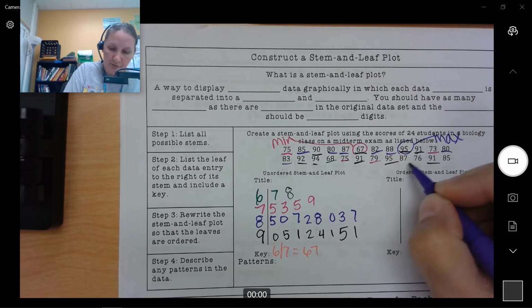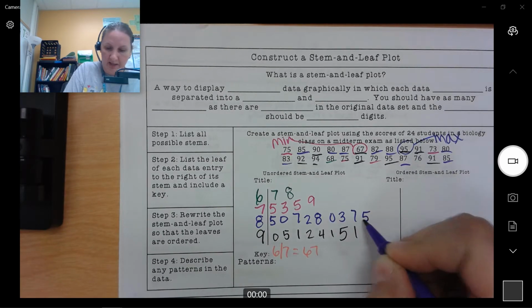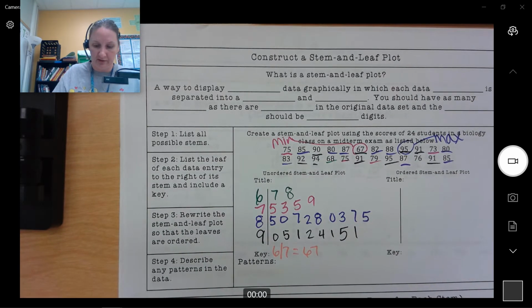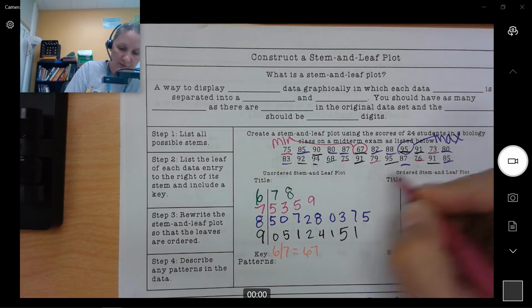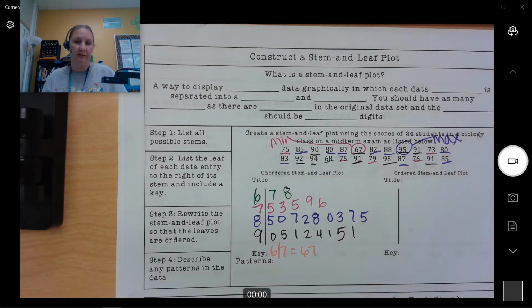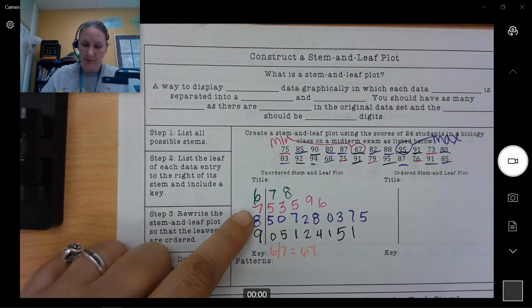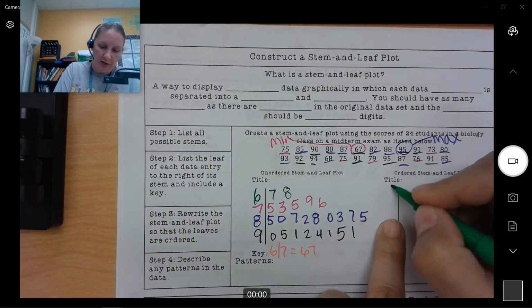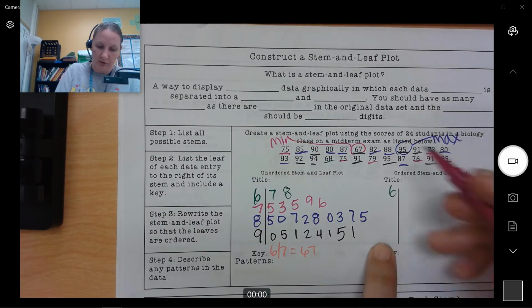Now you could go through these and just grab all of the ones that are in the 80s, as long as you are ticking them off as you go. That's a really important step to it. Okay, so now I've got them all here. Now I'm going to rewrite them in ordered form. You're not completely correct until they're all in ordered form.